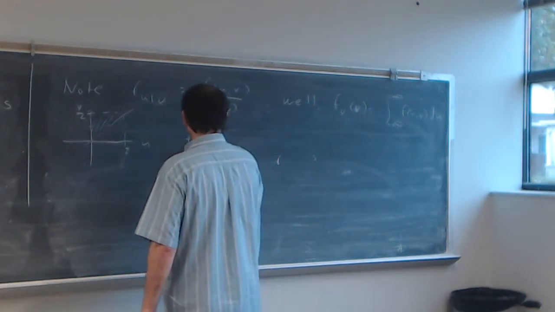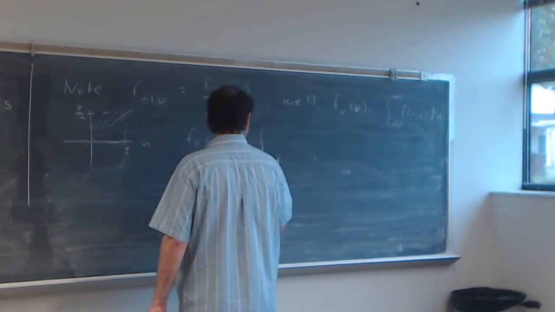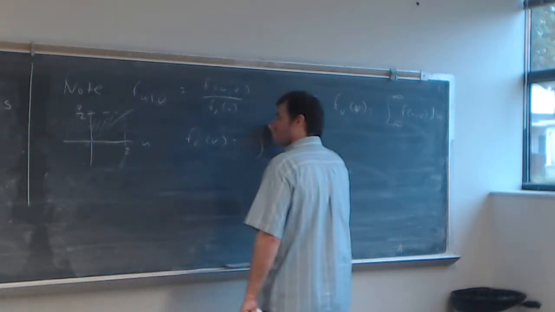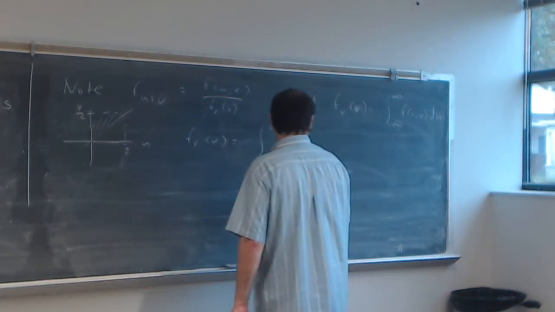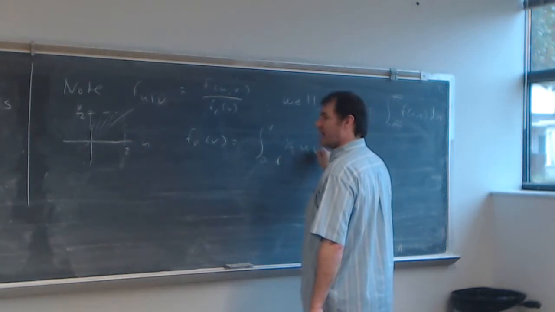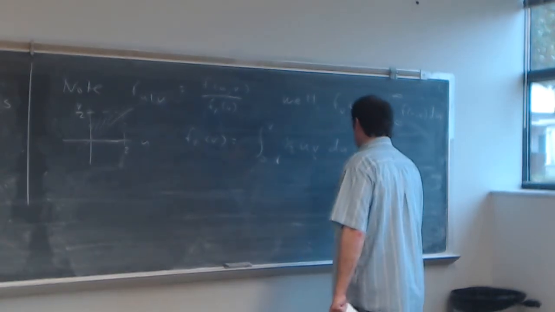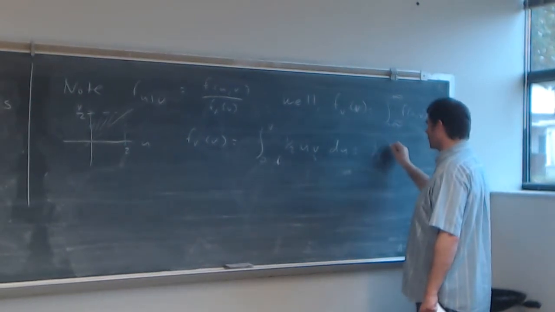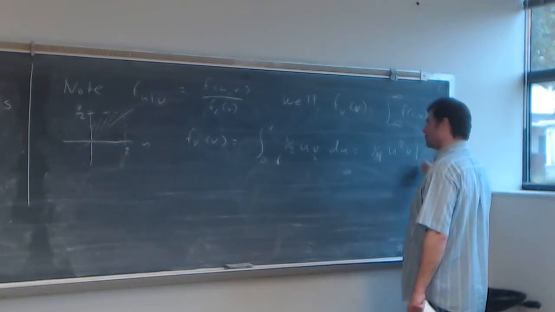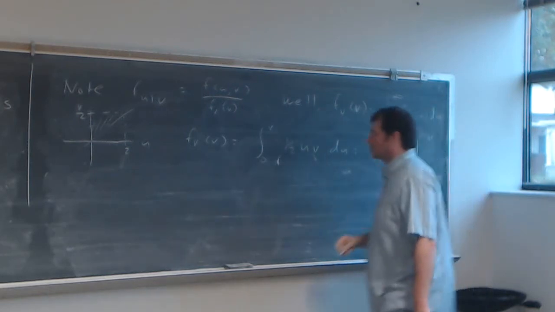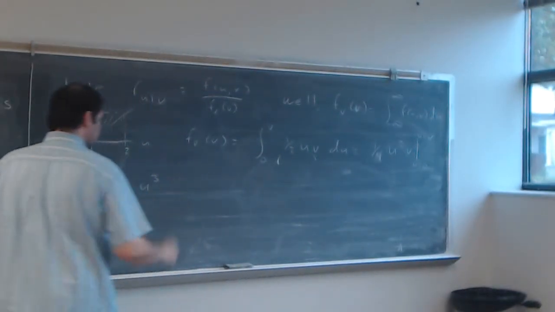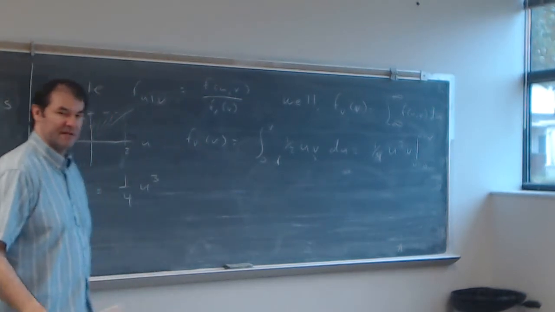So f sub v of v is going to be equal to the integral where u runs from 0 to this line, which is just v, of the joint PDF. It was 1/2 u times v, and then we do du. This ends up being 1/2 u squared over 2, so it's 1/4 u squared v, evaluated as u runs from 0 to v. So I end up getting 1/4 v to the third. That's what f sub v of v is.